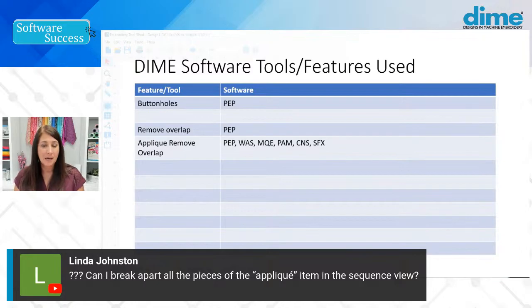So she said break up path all the pieces of the applique items in the sequence view. Yeah. So what it's doing is, the software sees it as an applique object, and applique means to your embroidery machine that it's going to automatically get a placement stitch, automatically get a tack down, and automatically get some sort of finishing stitch that you can change to different types. And so when you break up the path, it's separating out those elements is what's happened. So really great questions there.